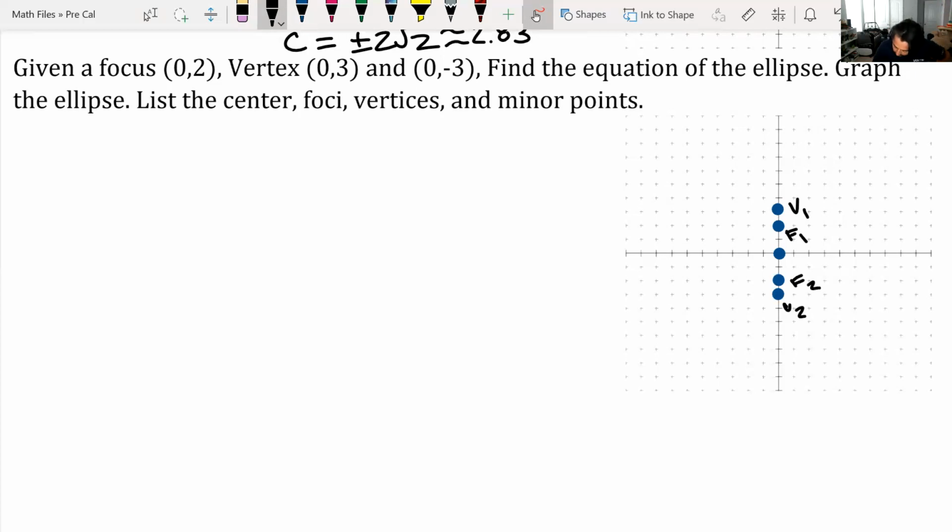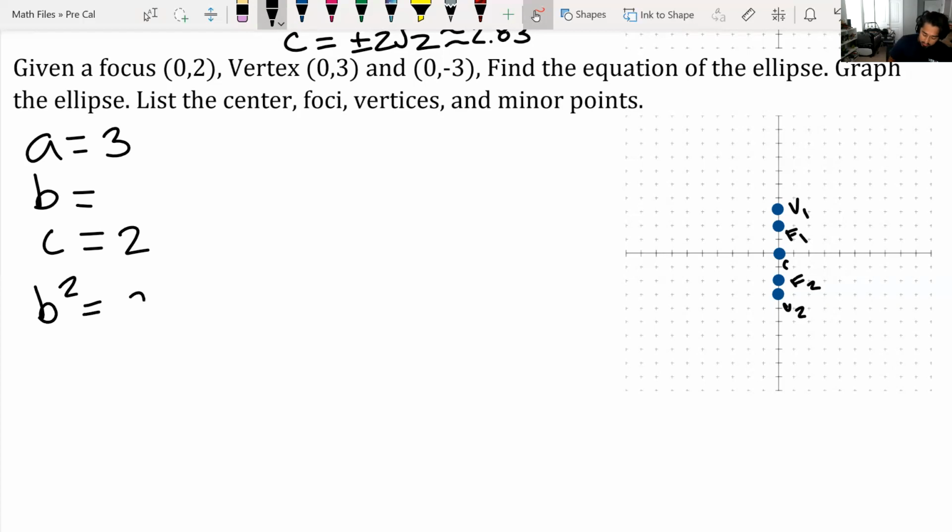And there's the center. Okay, so let's label some things we know. We know that A, the distance from center to vertex, is 3 units. We don't know B, but we know that C, the distance from center to focus, is 2 units. So once again, we can use the formula B squared equals A squared minus C squared to help us find the value of B. So plug in what you know.